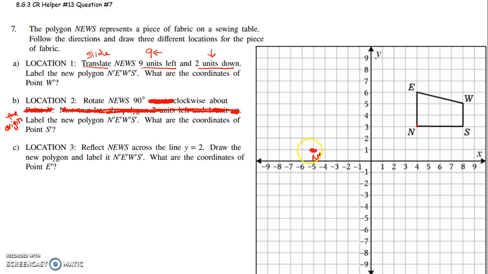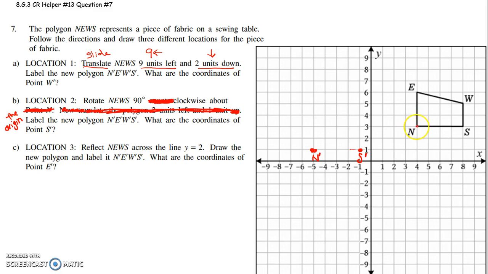And then this is just how I personally do it. I just now go, what's the distance between N and S? 1, 2, 3, 4 boxes. So I count over 1, 2, 3, 4 boxes, and I know S prime will be here. And then I can check it: 9 left, 2 down. 1, 2, 3, 4, 5, 6, 7, 8, 9 left, and 1, 2 down.